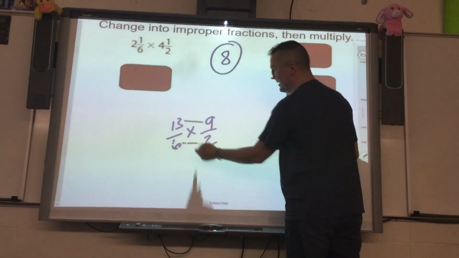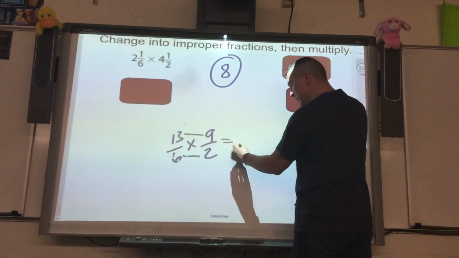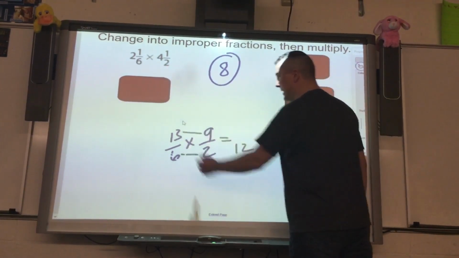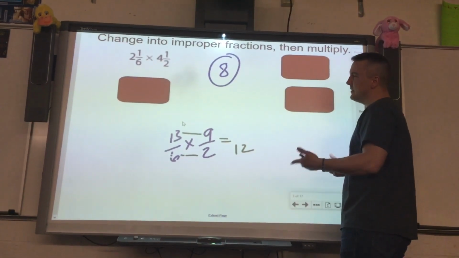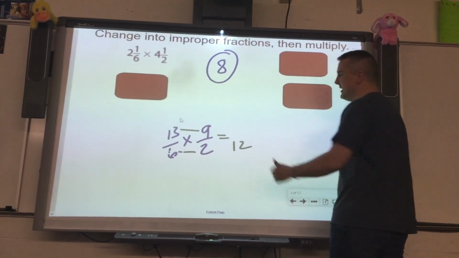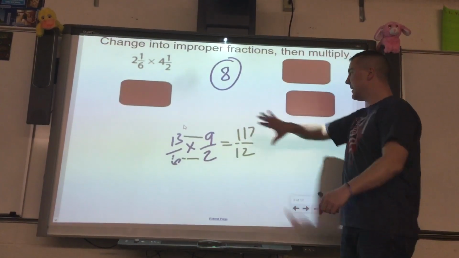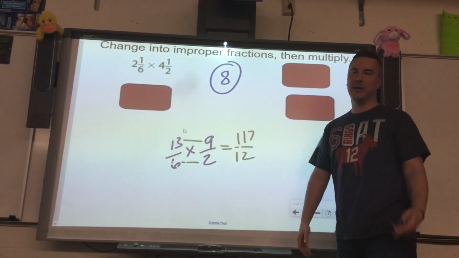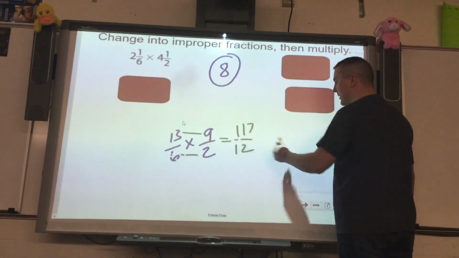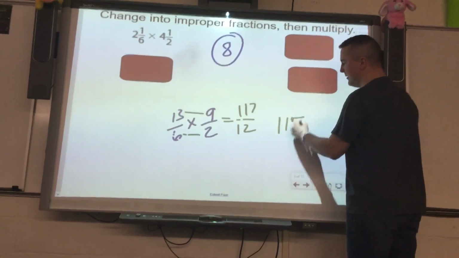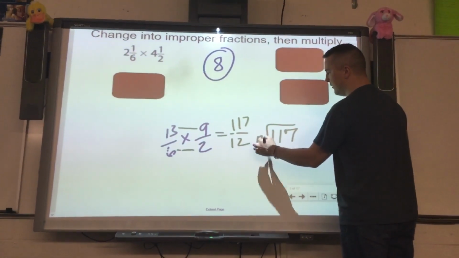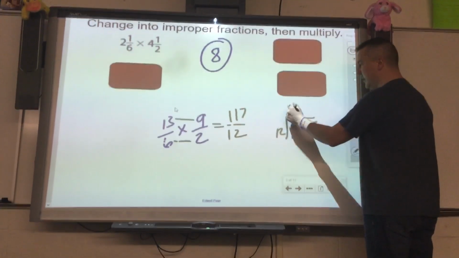13 times 9 and 6 times 2. Well, 6 times 2 I get 12. 13 times 9 I'm not really good at, so I get 90, I get 27, 90 and 27, 117. Okay, I get 117 twelfths. Well, I'm not going to leave it as an improper fraction. We can't leave it like that. So I've got to go 117 divided by 12. Okay, well, I can't go into here.